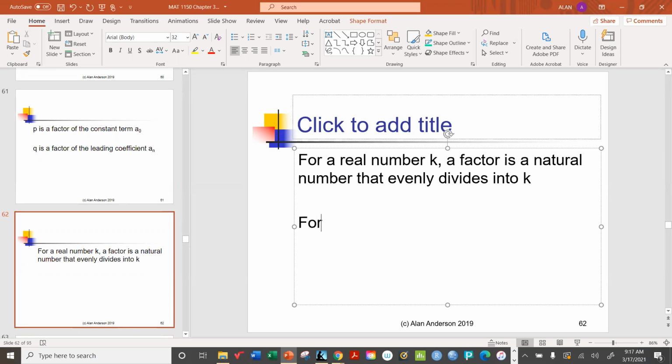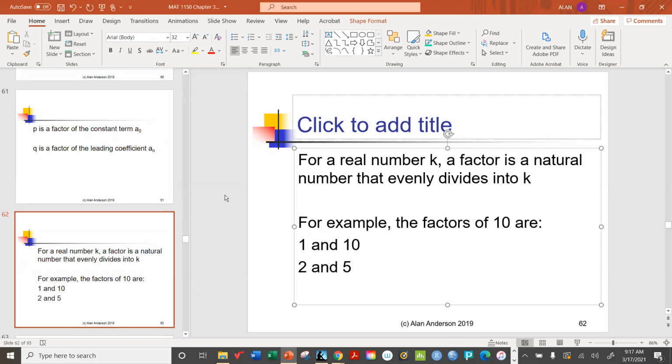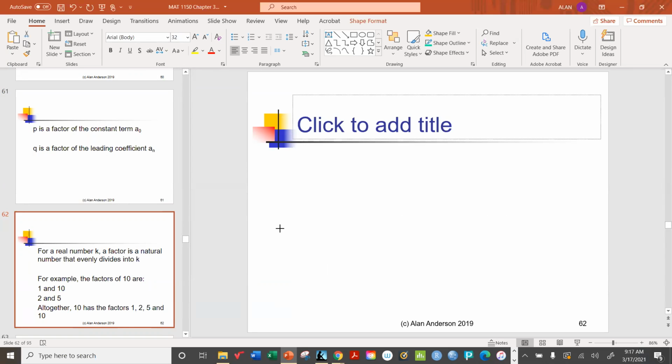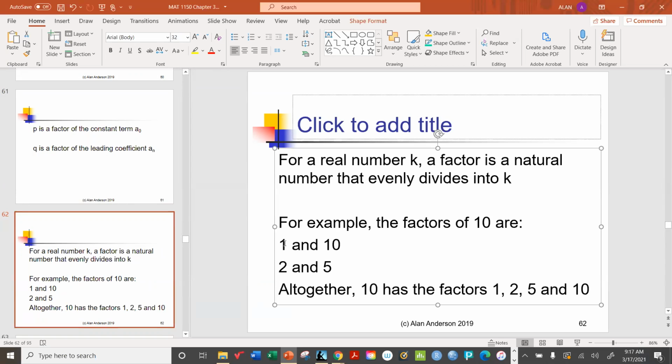For example, the factors of 10 are 1 and 10 and 2 and 5. In other words, altogether, 10 has the factors 1, 2, 5, and 10. So I wrote it that way for a reason. You can see that they are factors because the product of 1 and 10 is 10. The product of 2 and 5 is 10. So therefore, we can make the case that all 4 of these numbers are factors of 10.